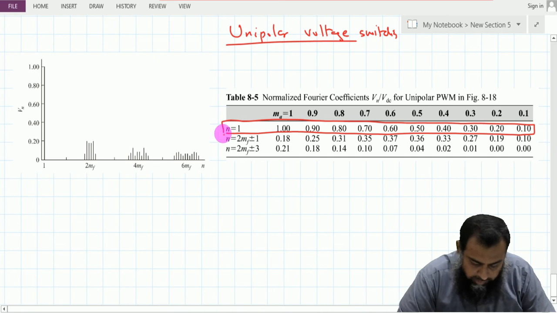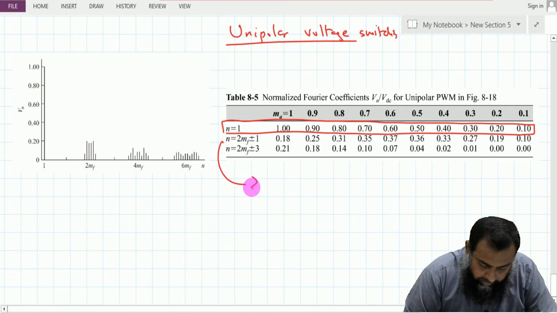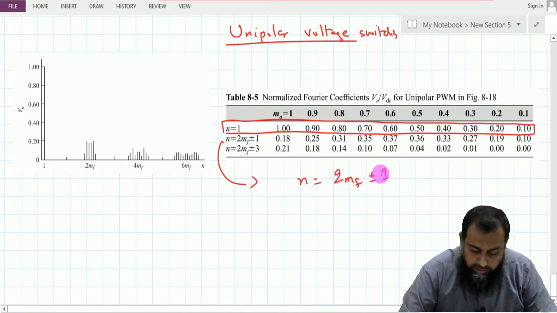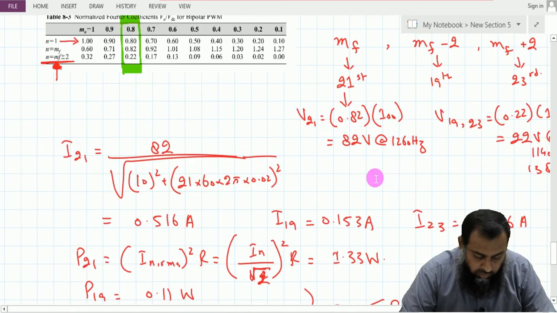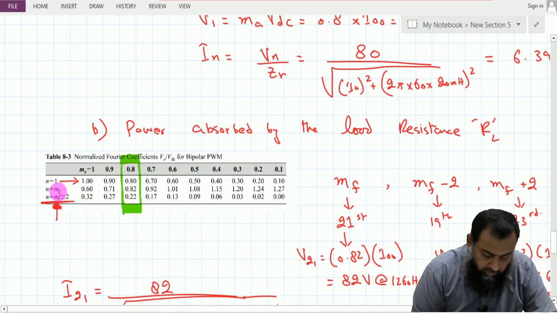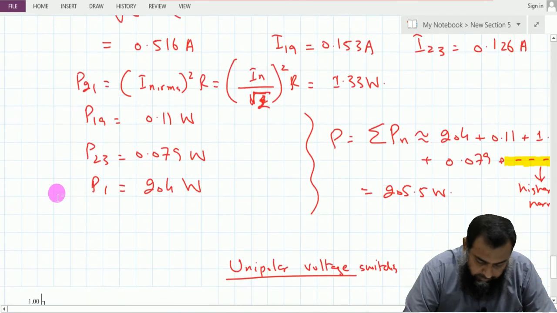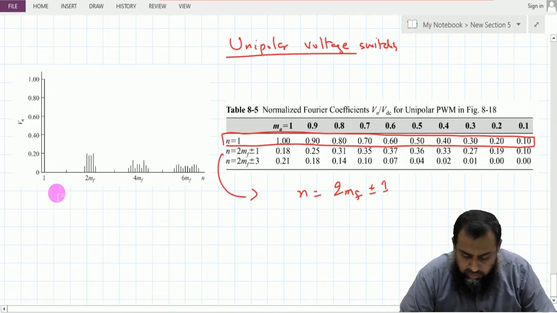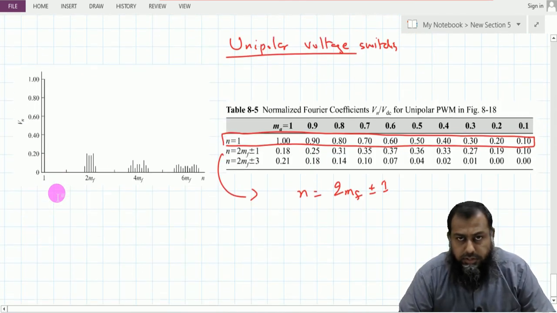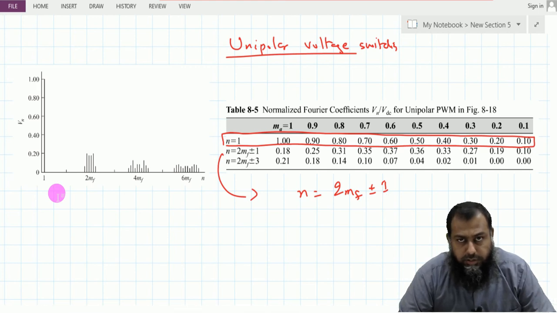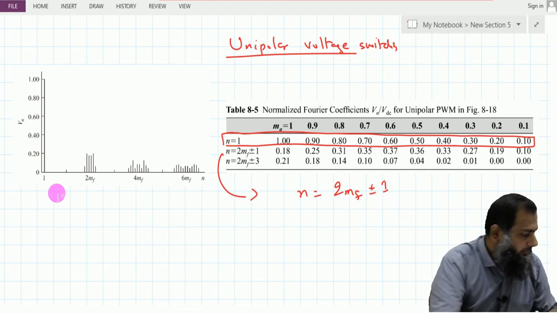As evident from this one, we have the next harmonic appearing at N is equal to 2mf plus minus 1, right? Previously it was not at 2mf plus minus 1, rather it was at N is equal to mf. So we have harmonics further shifted away to the higher frequencies in a unipolar PWM scheme compared to a bipolar scheme.